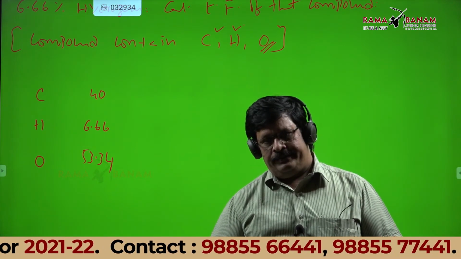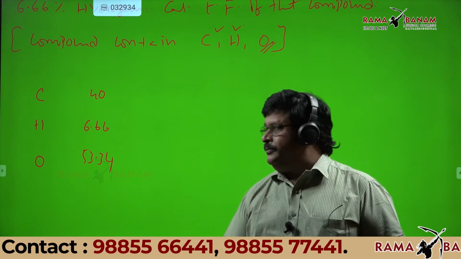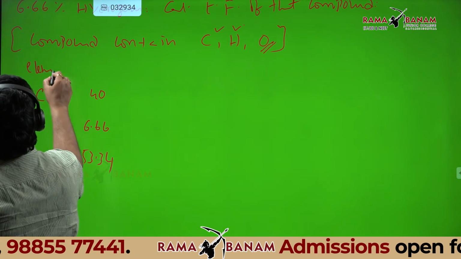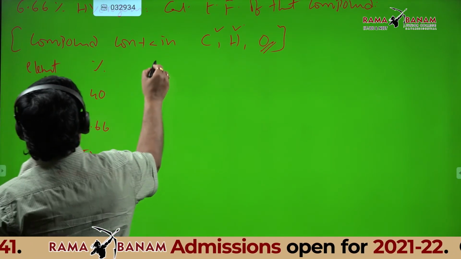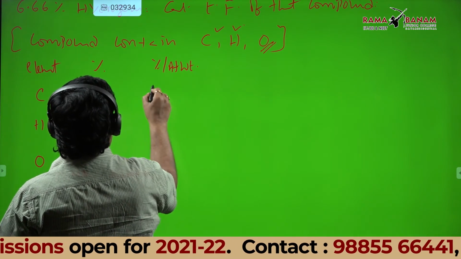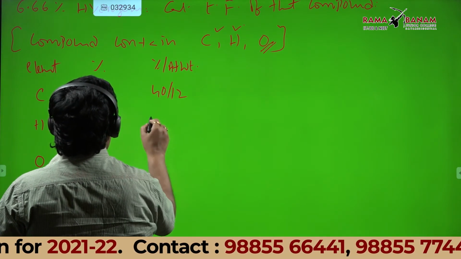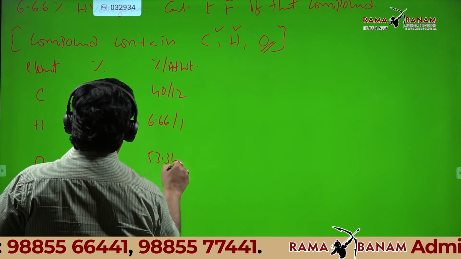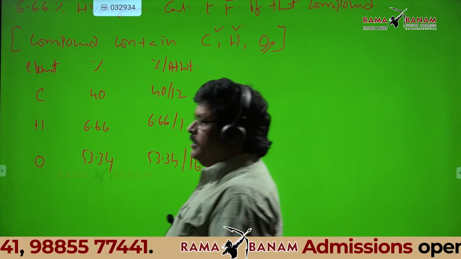Next, percentage divided by atomic weight. The elements are carbon, hydrogen, oxygen. The percentages are 40, 6.66 and 53.34. Now the third column is percentage by atomic weight: 40 by 12, 6.66 by 1, 53.34 by 16.